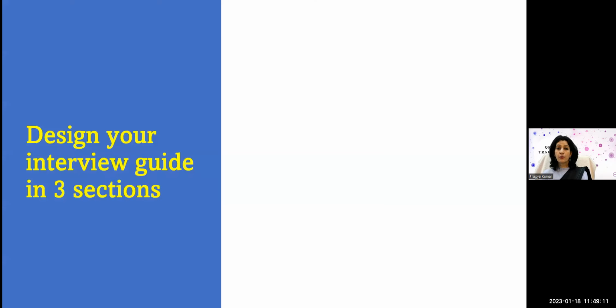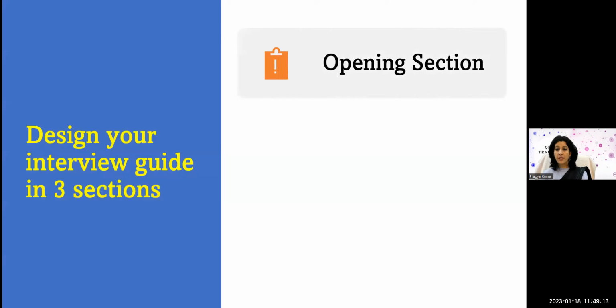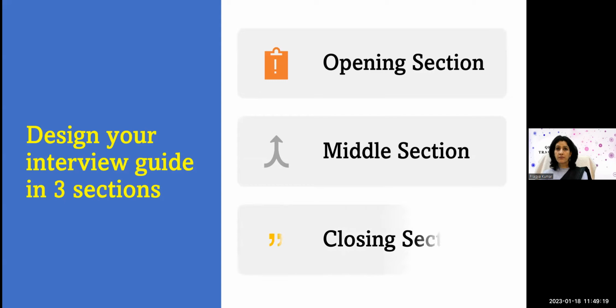So the interview guide has got three sections. The first section is the opening section. The second section is the middle section. And the third section is the closing section.